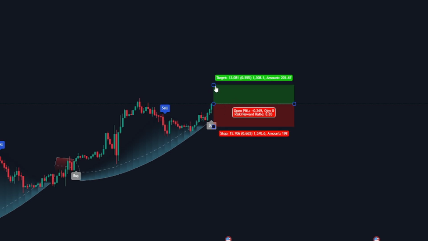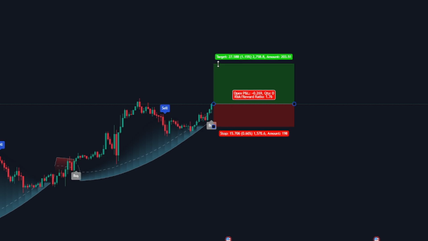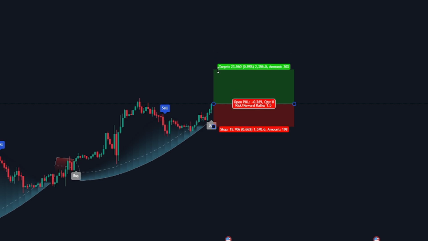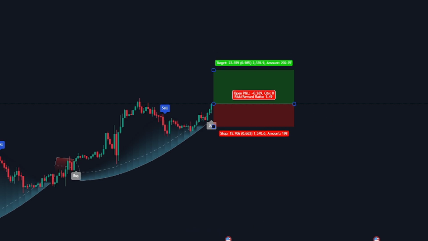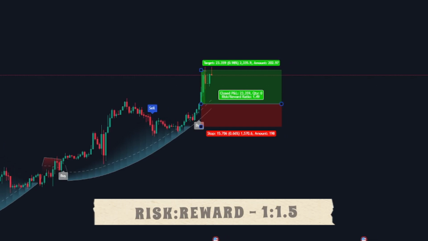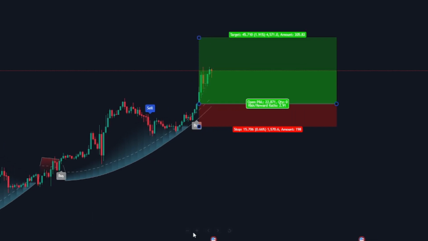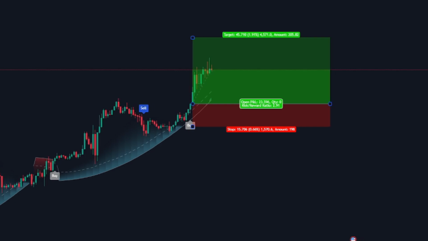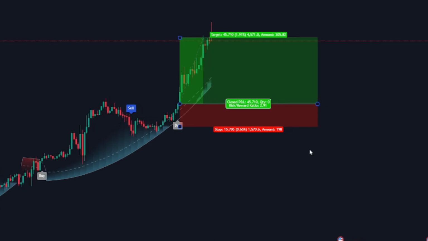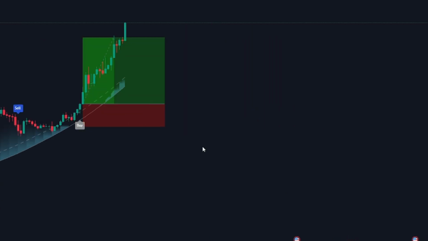Now take your trade. Step 3. For your stop loss, place it right below the most recent swing low. For your take profit, target a 1.15 risk-reward ratio. Let the trade run, and here's what happens. Once we had confirmation, we entered the trade, set our stop loss and take profit, and boom, another profitable trade.